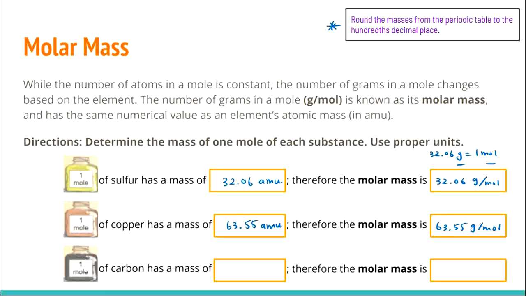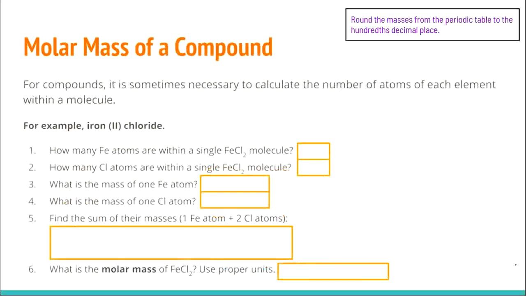Round the mass to the 100th place. Carbon has a mass of 12.01 AMU. Therefore, the molar mass is 12.01 grams per mole. Now, what if we have a compound? Like, for example, iron 2 chloride, FeCl2.